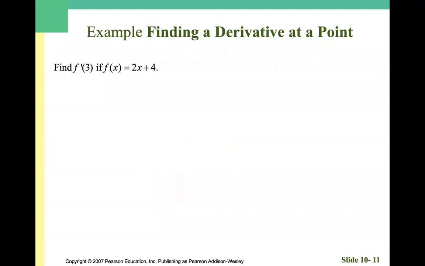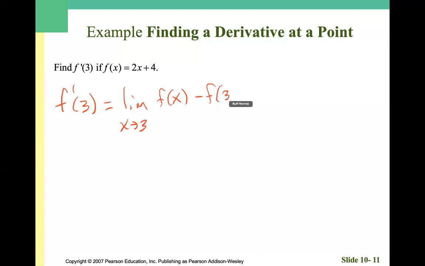This says find f prime of 3 if f of x equals 2x plus 4. So rather than moving on, we're going to step back and use one of those 2 formulas we just talked about. You can use whichever one you want. It doesn't really matter. Let's look at this one. We're going to find f prime of 3 by saying it's the limit as x approaches 3 of f of x minus f of 3, all over x minus 3. I'm going to use that one. That's the first one we looked at.